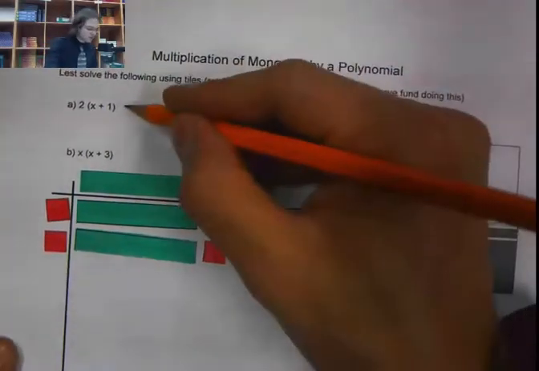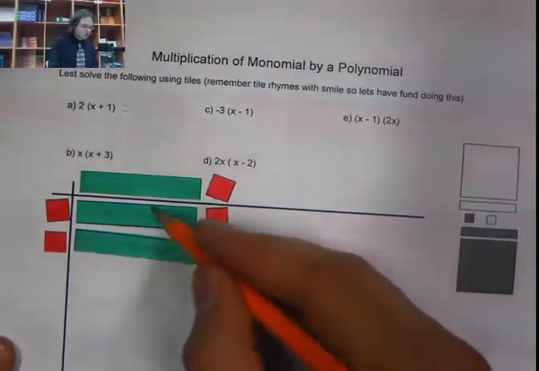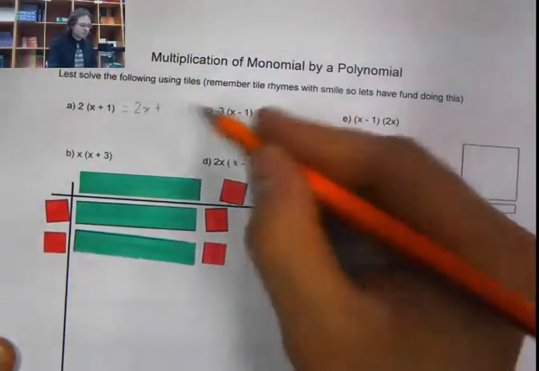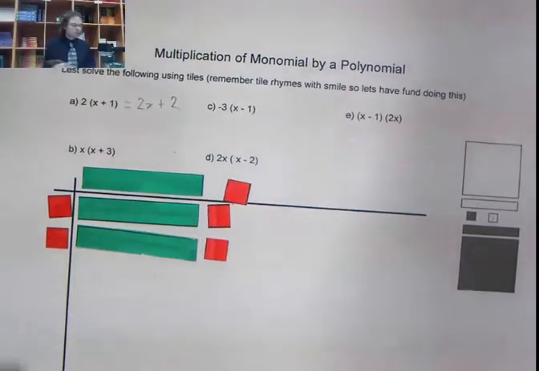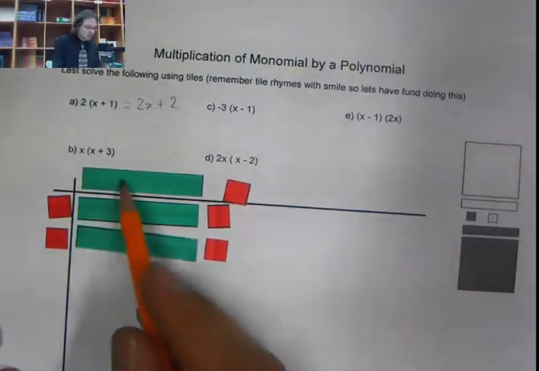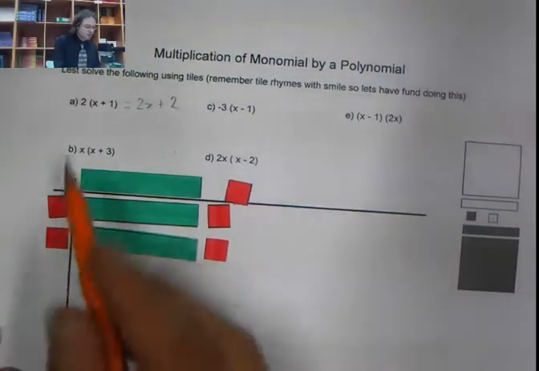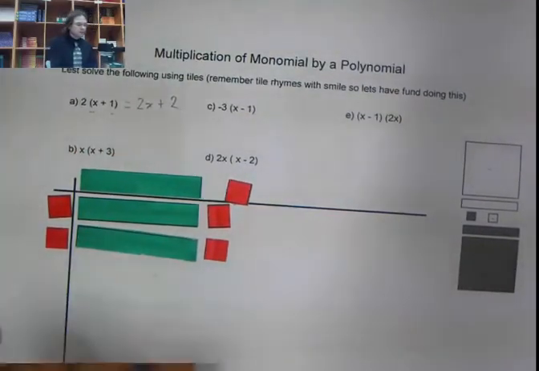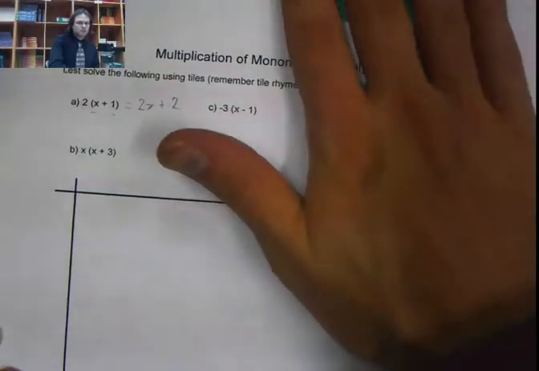So my answer for this is equal to 2x plus 2. Okay? Notice how I went this multiplied by both this and this. So there's 2 here. We multiply these 2 by this and we multiply by that. Let's try our next one here.